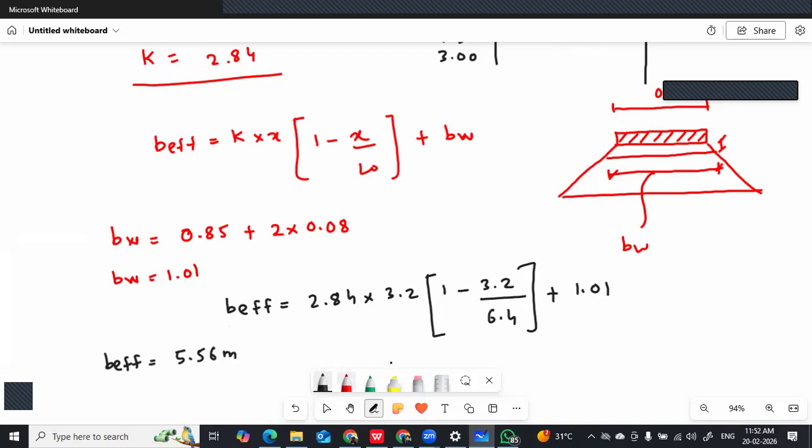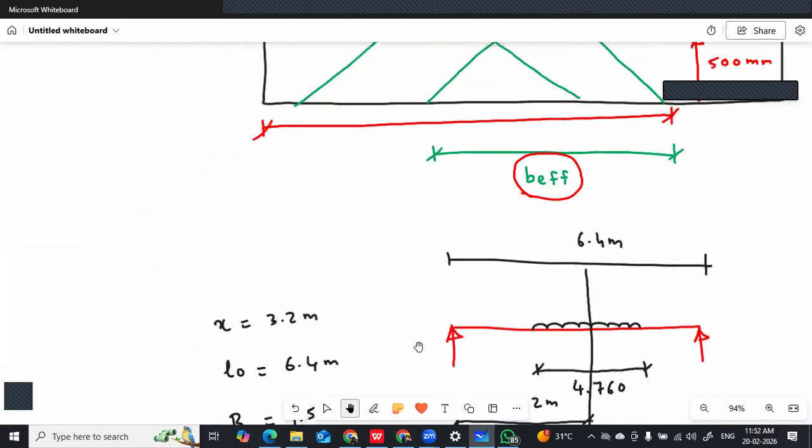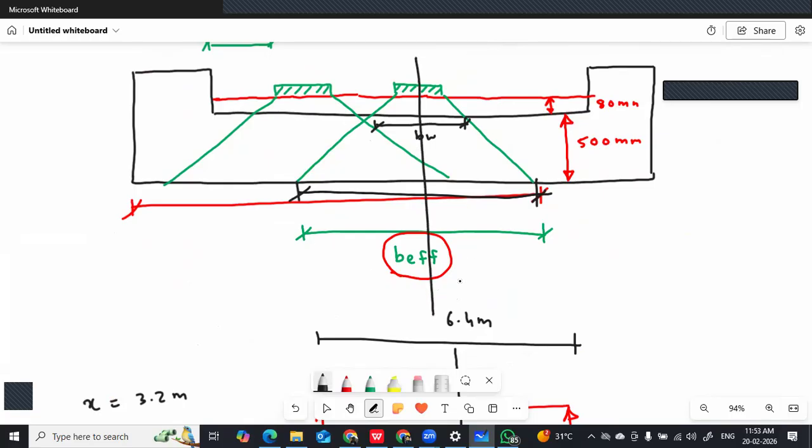B effective is the total dispersion of single tracks. I told you in the diagram what B effective is. B effective is the total dispersion: this is the dispersion up to the wearing coat, and this is BW, which we have just calculated. And what is total dispersion? This is the total dispersion that we have. The total dispersion is B effective.